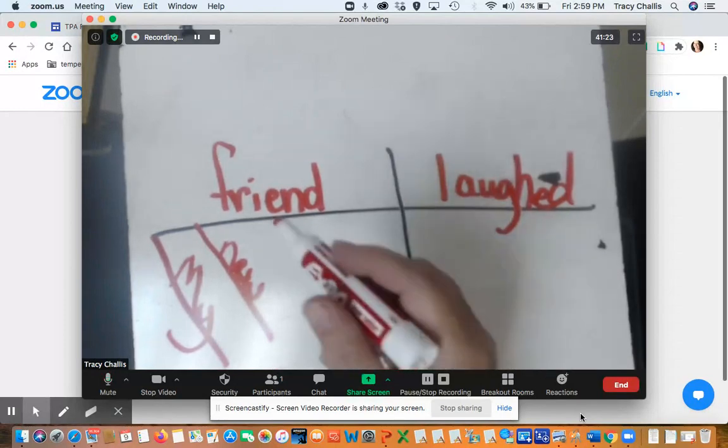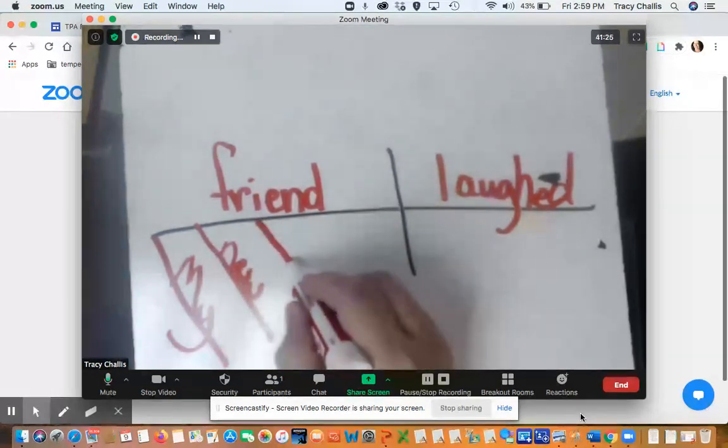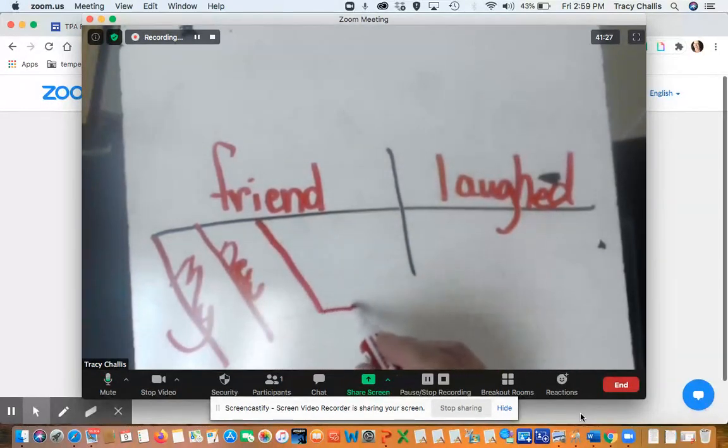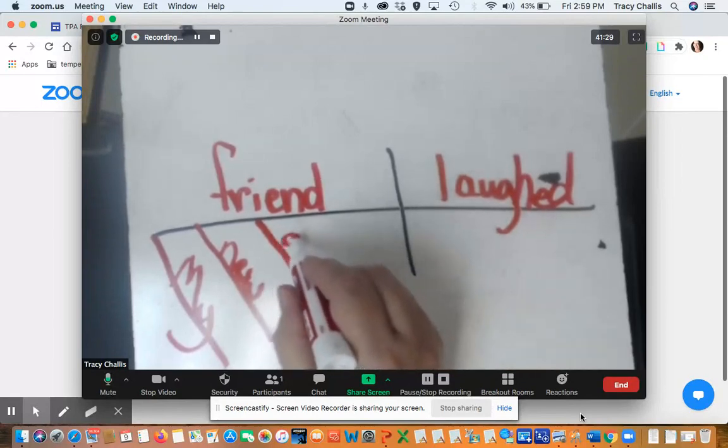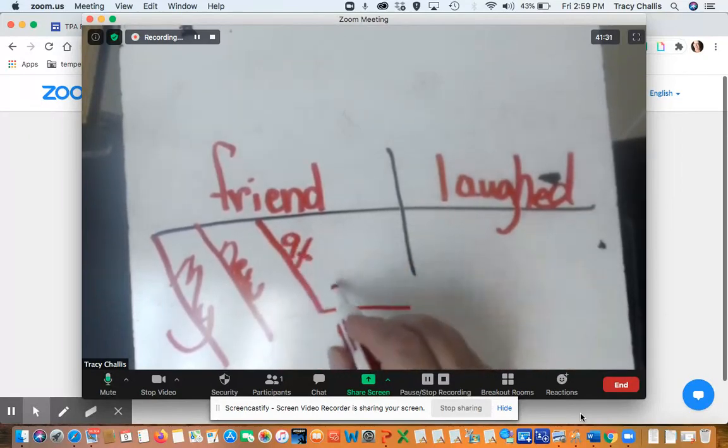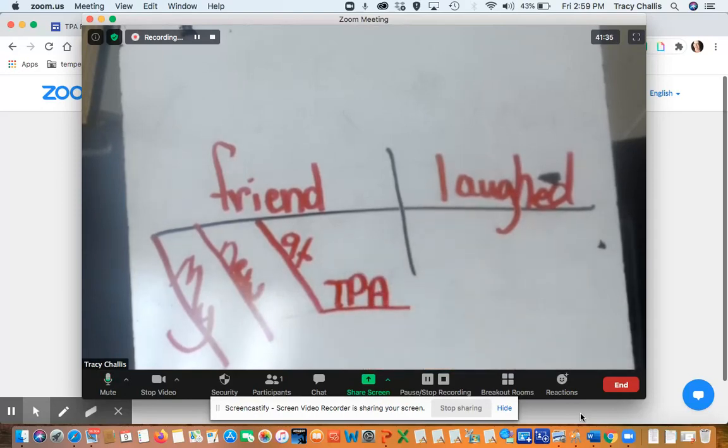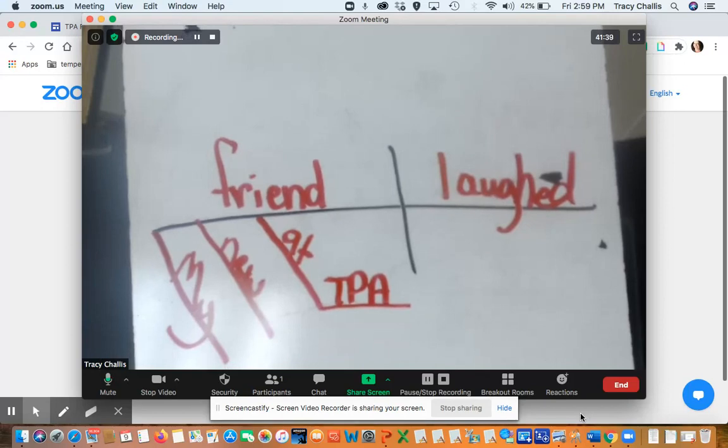And then if you take a look, you have a prepositional phrase right after friend, at Tempe Preparatory School. So remember how you do your prepositional phrases. You put your preposition on the slanted line, and then I'm going to let you go ahead and use TPA, the abbreviation, to put in the object of the preposition. And then you have finished diagramming that sentence.